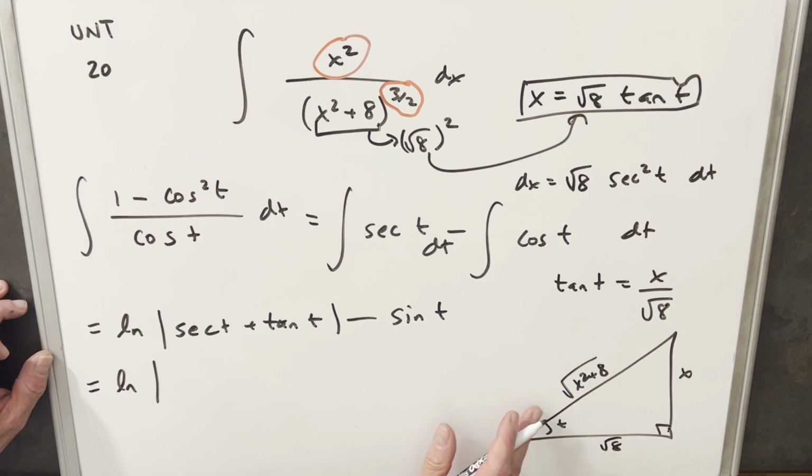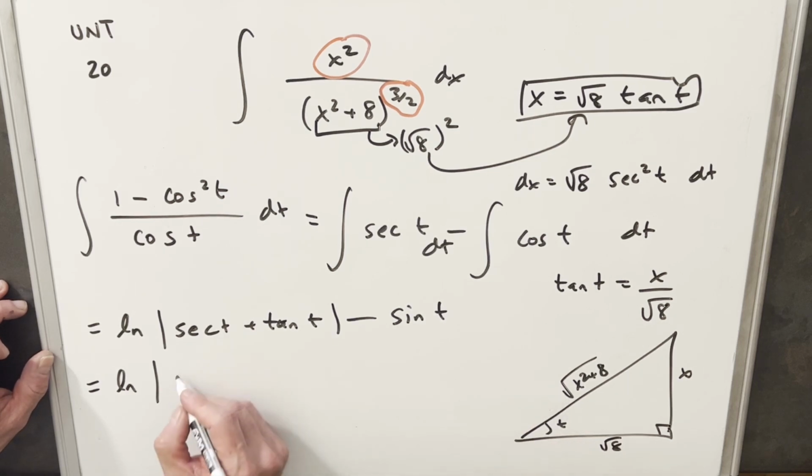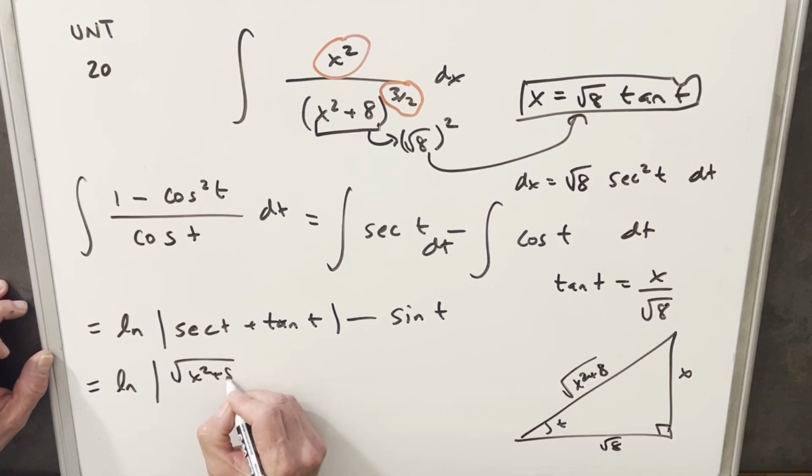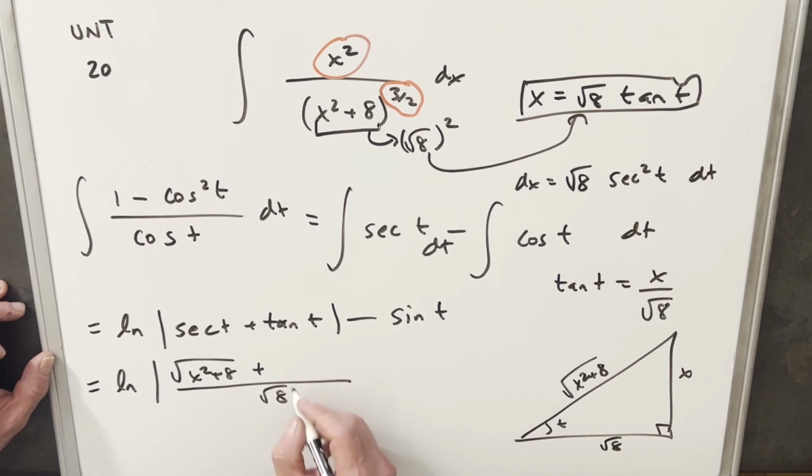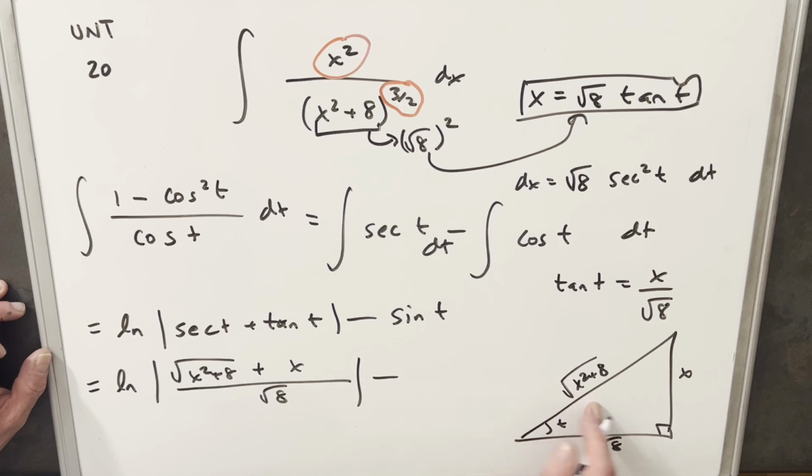So secant is going to be hypotenuse over adjacent. So our secant value is going to be square root of x squared plus 8 over square root of 8. I'm doing it this way because we know that our tan of t already has square root of 8 in the denominator. So this is going to be an x over square root of 8. And then our sine of t is going to be opposite over hypotenuse, so that's going to be x over square root of x squared plus 8.